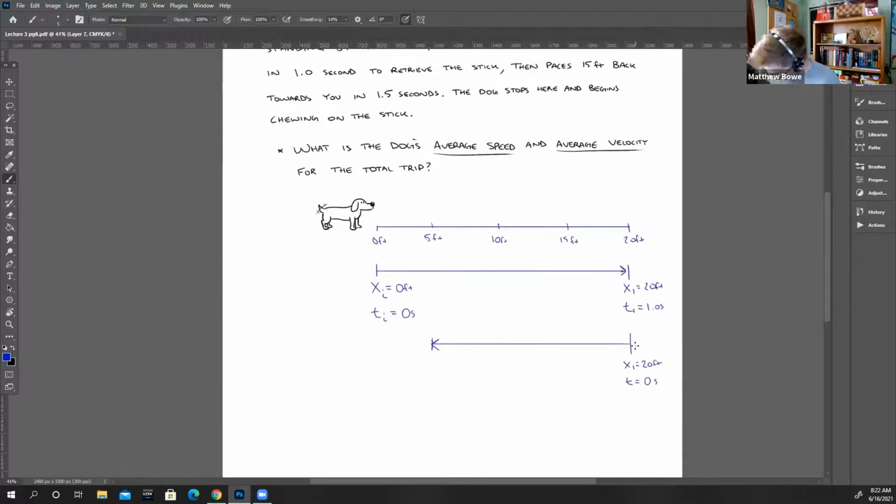And then we saw that it takes the dog, it travels back 15 feet over here. So now we're at 5 feet. X feet. And this is the t final equals 1.5 seconds.